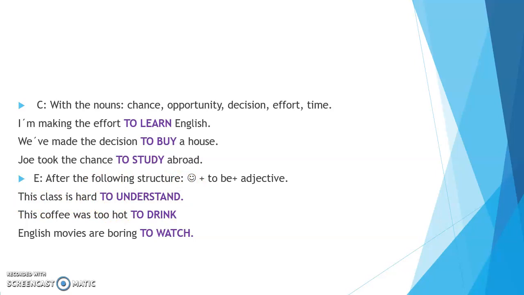After this structure, you are going to use a to infinitive that in this case is going to be "to understand." Okay, the following example is pretty much the same. As you can see, we have "This coffee was too hot to drink"; this coffee is my subject, was is my verb to be, too hot is my adjective, and then a to infinitive as I am describing something. Okay, and finally, when you have "English movies are boring to watch," the same, you have English as your subject, then are as your verb to be, boring as an adjective, and then the following word that we said, it is a to infinitive verb.